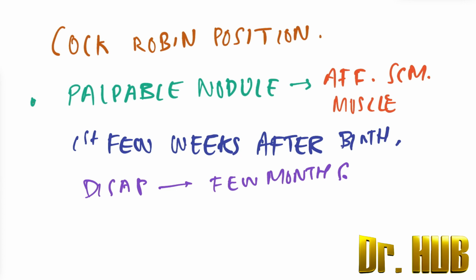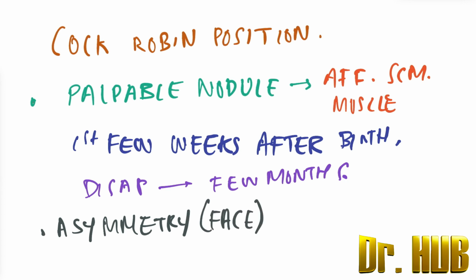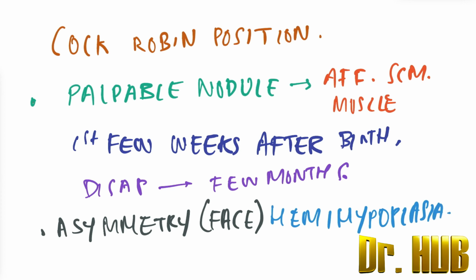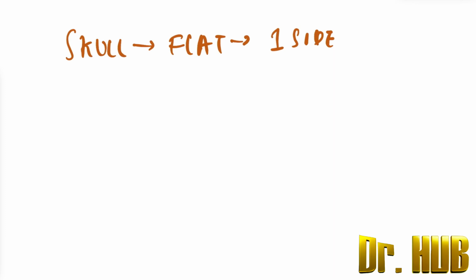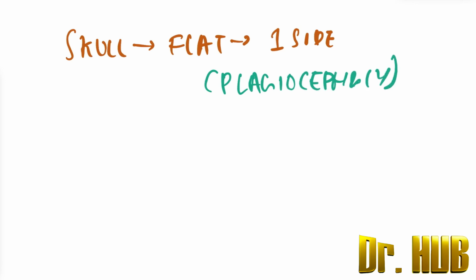Next, there is asymmetry of the face, which is known as hemihypoplasia. And there is flattening of one side of the skull, which is known as plagiocephaly. So this may be present.